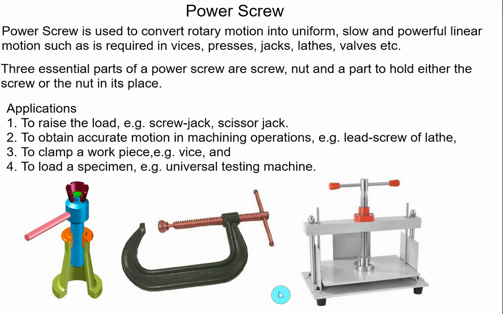In the third figure you will find the application again of a power screw, in the case of manual press working. Again we have here the nut shown, the nut is fixed here and we have a power screw. This power screw may be of a square type or acme type of threads, and we have provided the handle here. The handle is provided to apply the torque.